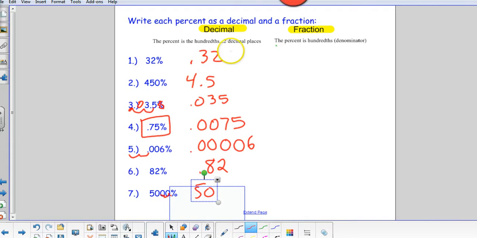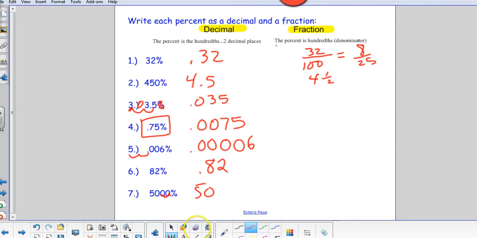Okay, thinking about it again as a fraction, it's hundredths. Percent is hundredths, so that's the denominator. So 32 hundredths. And then I would reduce it. Okay, I know I'm going to divide out 2 2's here, or 4, so that's 8/25. It's got to be simplified or reduced. 450, 4.5, how about 4 1/2? Or 9 halves, I suppose.